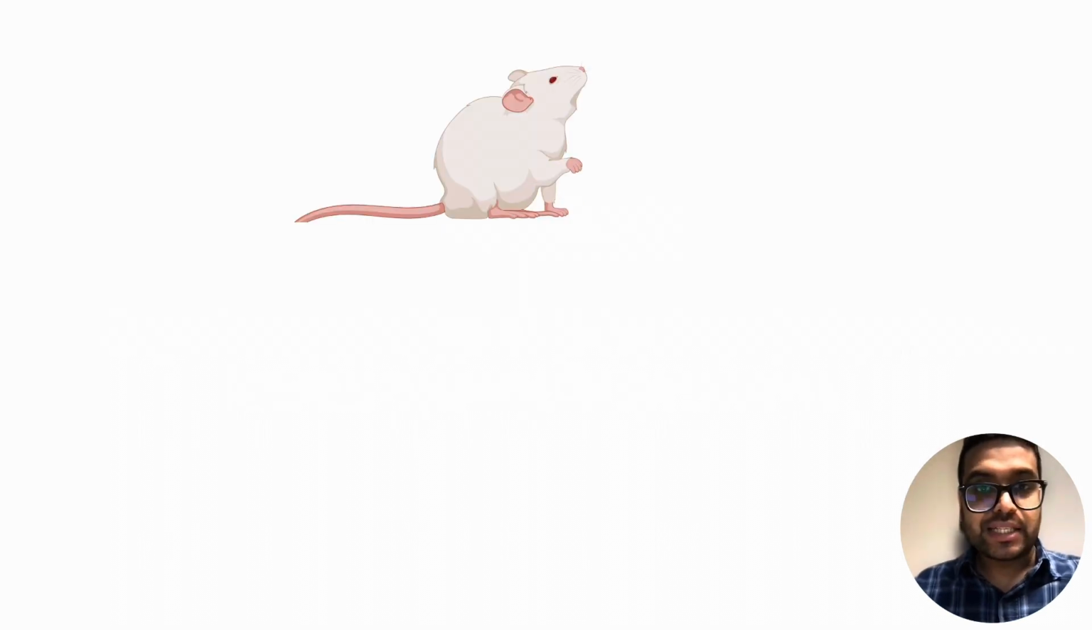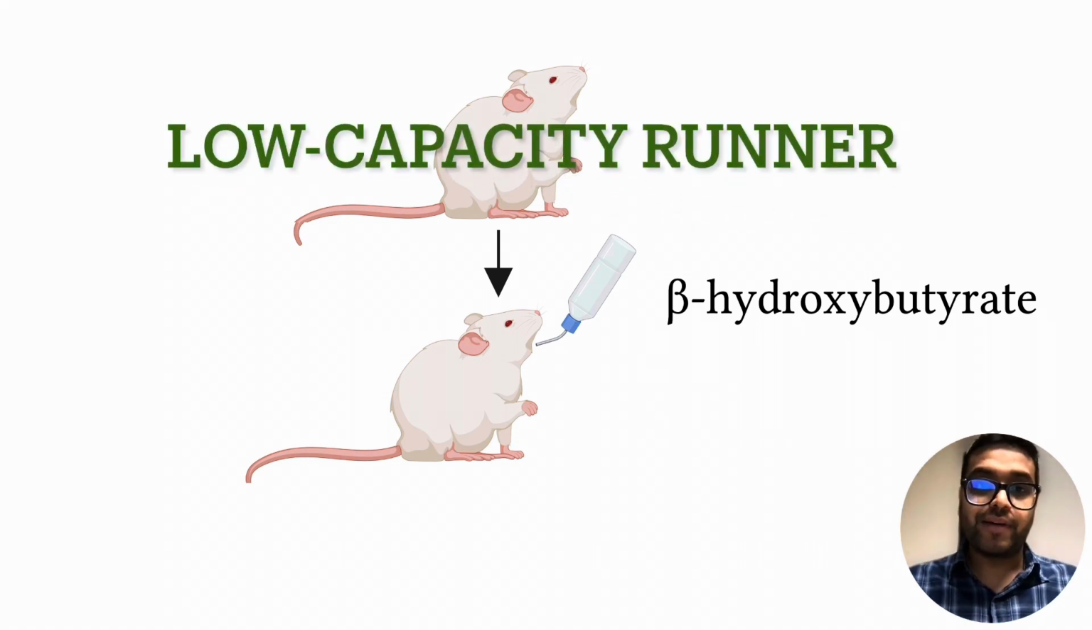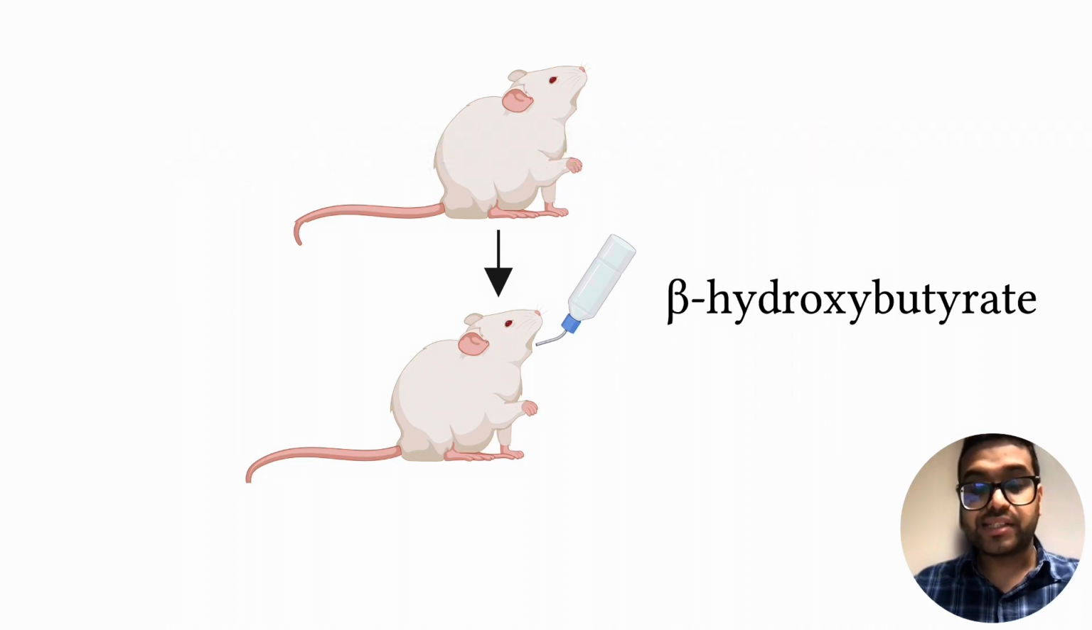In order to test that, we fed beta hydroxybutyrate in the drinking water in our rat model. The rat model we used was the low capacity runner rat, which has metabolic syndrome. So we wanted to test if beta hydroxybutyrate can lower metabolic syndrome in this group of rats or not.